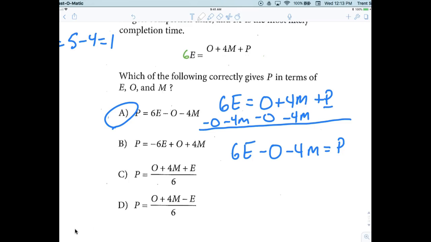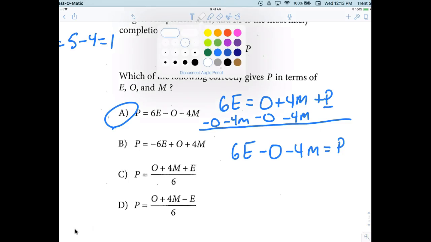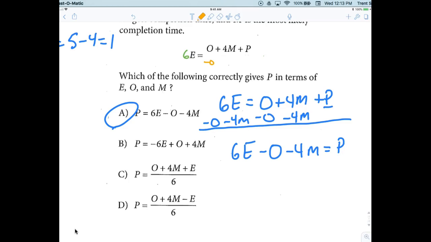You with me now, right? And now to get rid of this positive O, I do minus O and minus 4M. Minus O, minus 4M. Does that make sense now, Ben? Yes. Because now the positive O and the negative O cancel, the 4M and the negative 4M cancel. You agree with that? All right, I'm pretty happy with that.